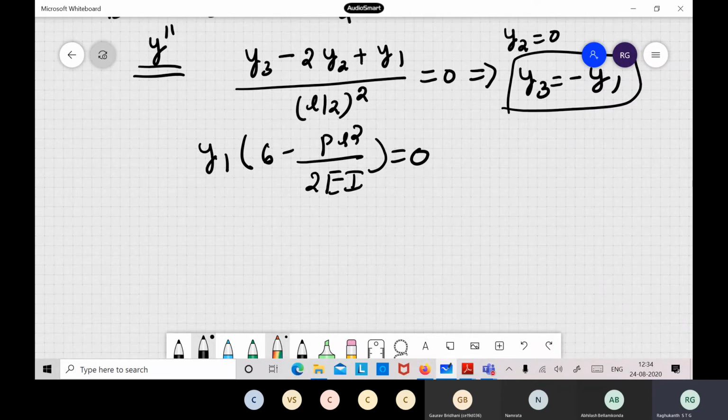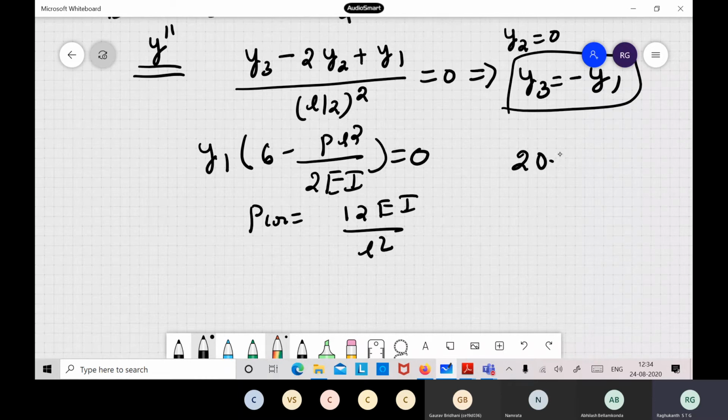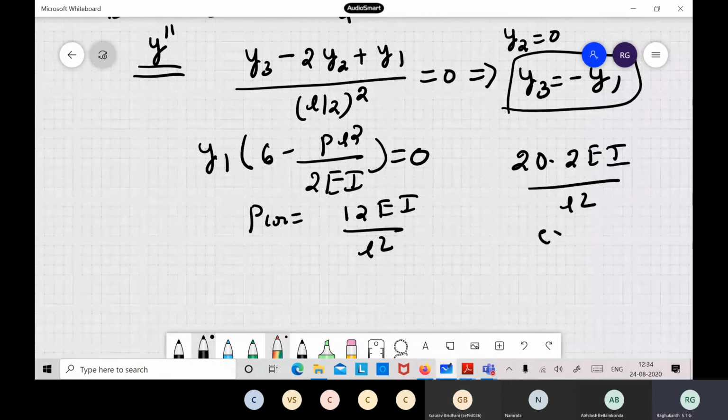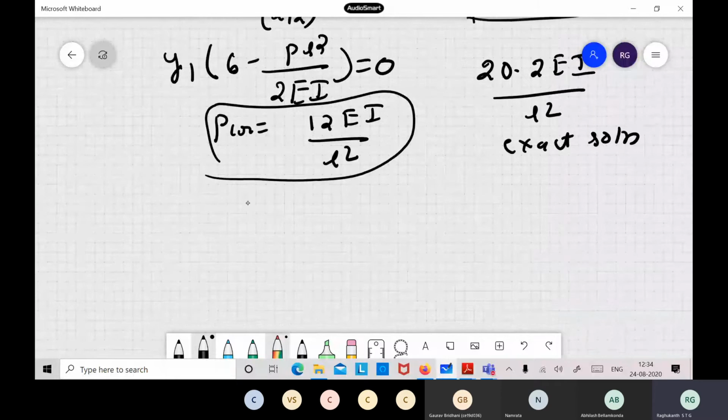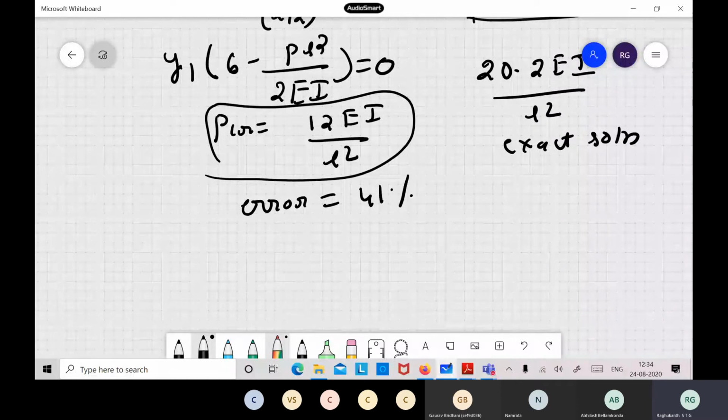Which means your critical buckling load is 12 EI by L square. Now what is the exact value for a column with one end fixed, one end hinged? Already we know the solution, if you remember: 20.2 EI by L square. So this is the exact solution, and this is what we got from the finite difference approach. The error, if you compute it, is almost 41%. That's too much error, but anyway, we have approximated with only the first point.